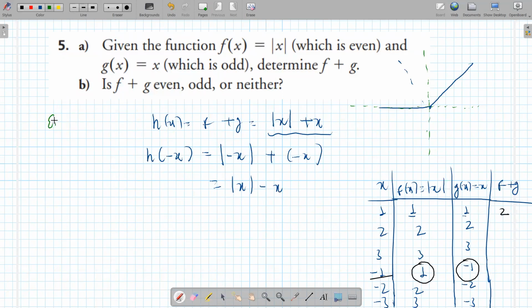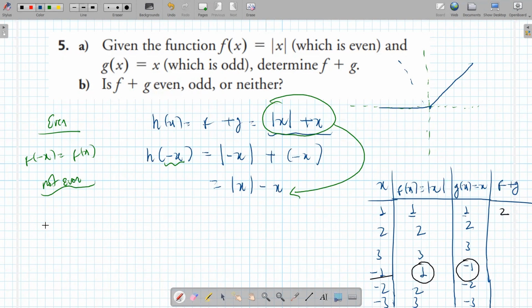Now remember, if it's an even function, f of negative x is equal to f of x. If you put a negative in there, it'll spit out the original function. Is this and this the same? No, it's not. So it's not even. We knew that from the sketch.